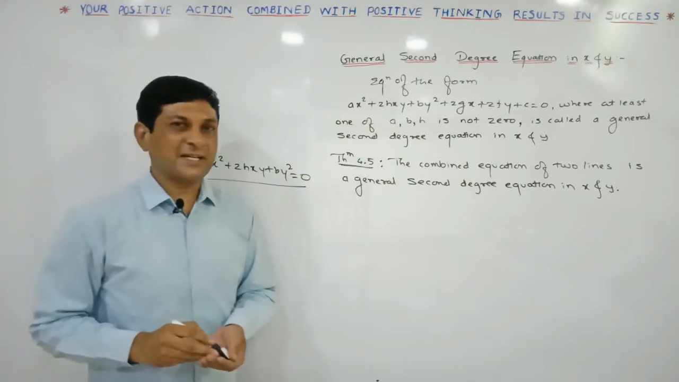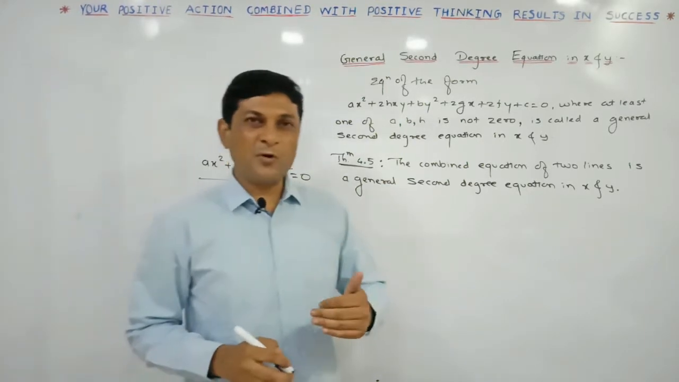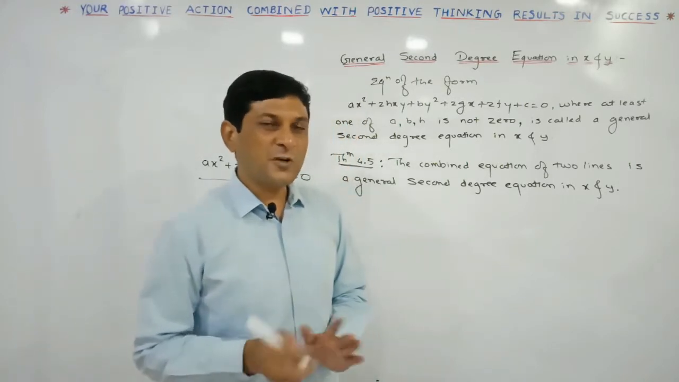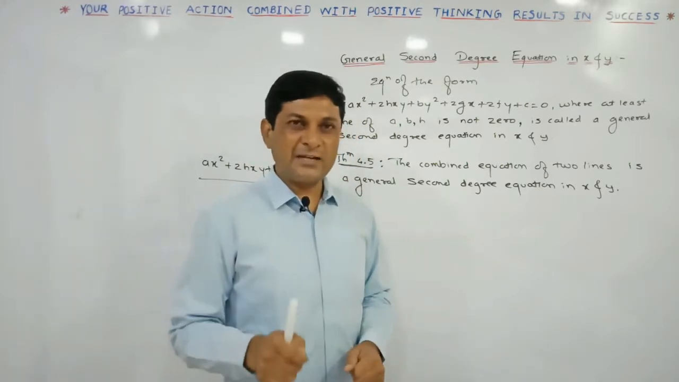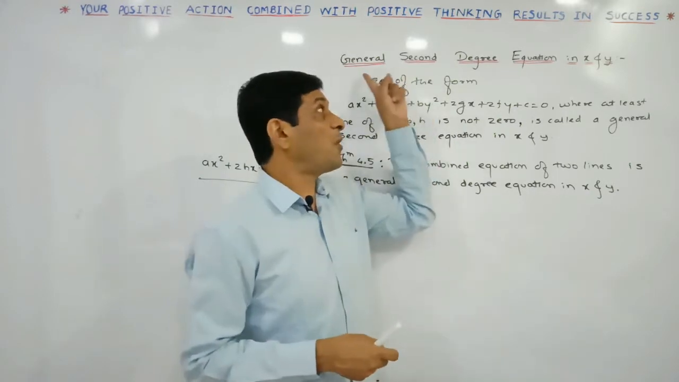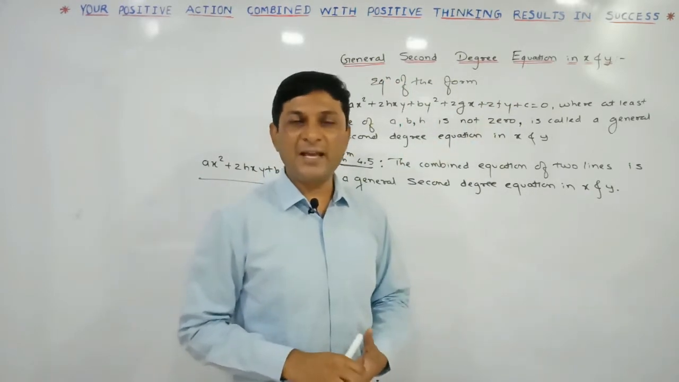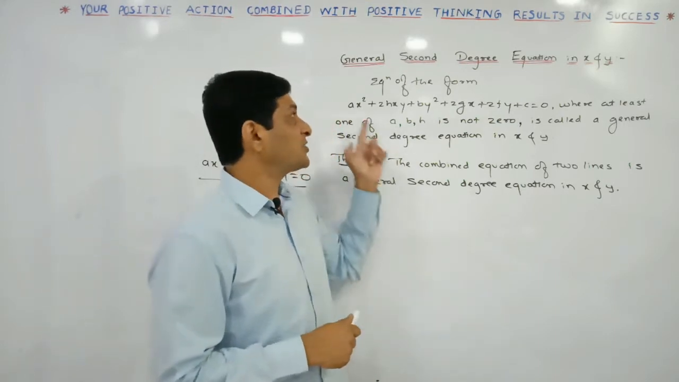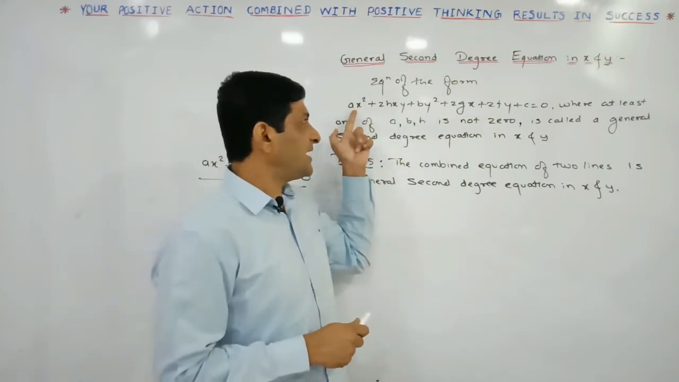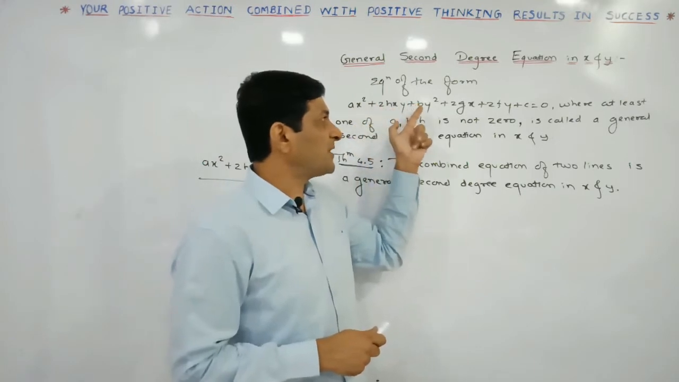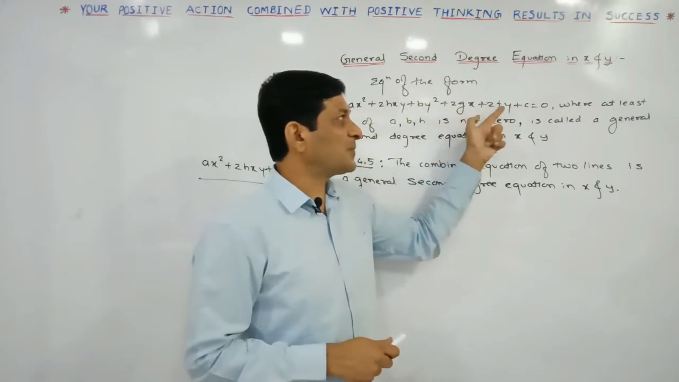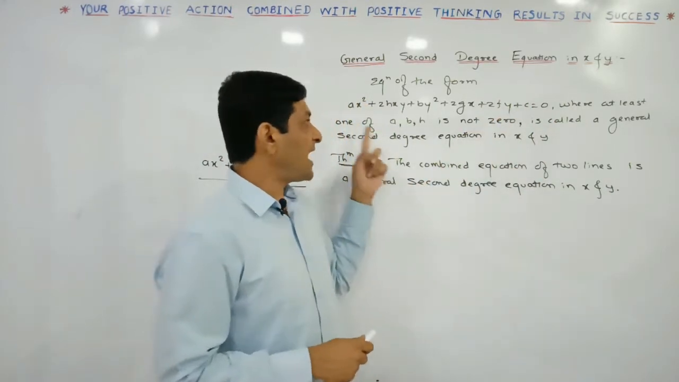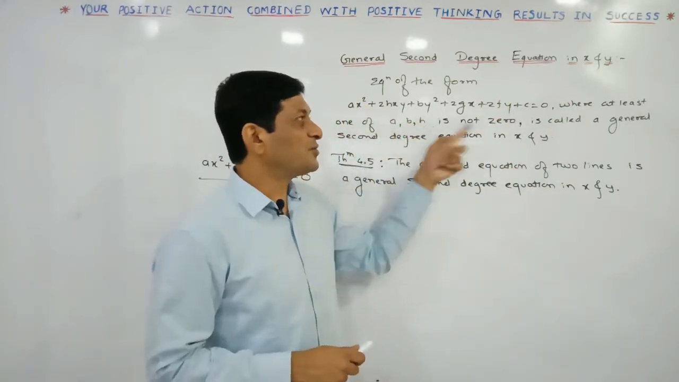Means in the first part of the chapter we saw pairs of lines passing through the origin. Now in the second part of the chapter we are studying pairs of lines not passing through the origin. If the lines do not pass through the origin, their combined equation is nothing but what? General equation of second degree in x and y. In standard form it can be written as ax square plus 2hxy plus by square plus 2gx plus 2fy plus c is equal to 0, where at least one of a, b, h is not 0.